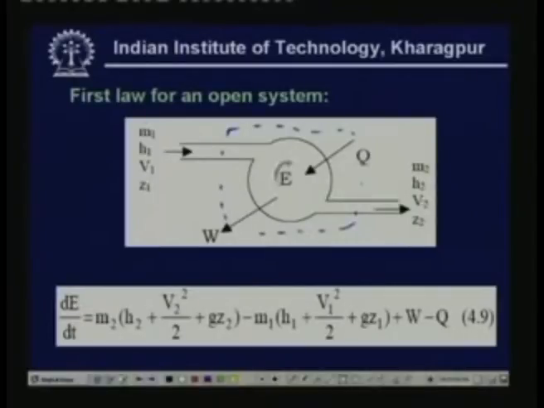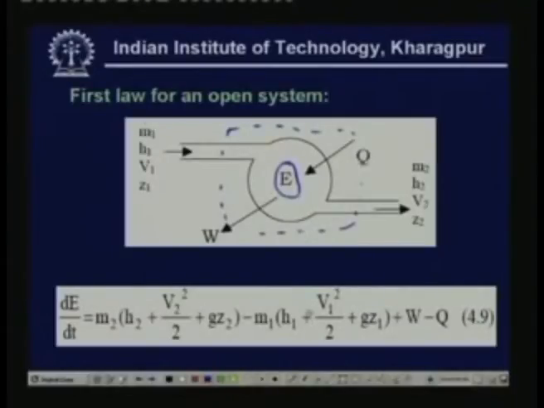and E is the energy of the control volume, and Q is the rate at which energy is entering the system by means of heat transfer, and W is the rate of work transfer. That means W is the rate of work transfer and Q is the rate of heat transfer, and the arrows show the direction. And if you apply the conservation of energy or first law of thermodynamics to this kind of an open system, you end up with this equation.